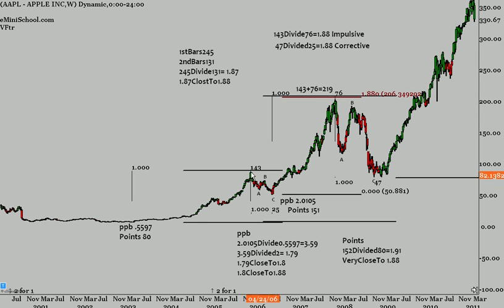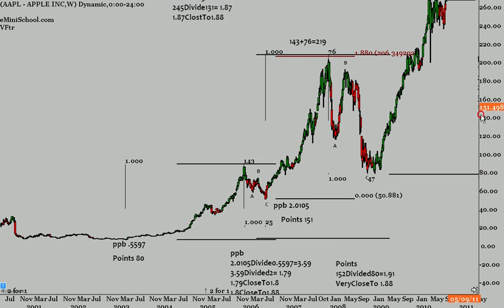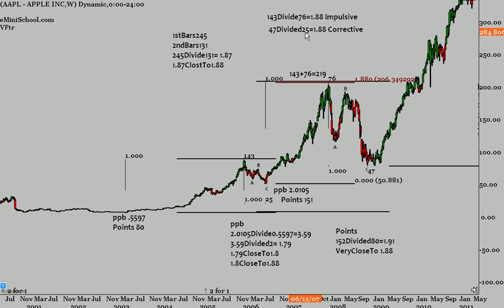Now, on the correction side, from this high to this low, 25 bars. From this high to this low, 47 bars. 47 divided by 25 equals 1.88. So there's 1.88 time symmetry. If I extend from this low to this high back to this low and put in the 1.88 extension, you'll see how price terminated at the 1.88. So there's price and time relevance right here, 1.88.